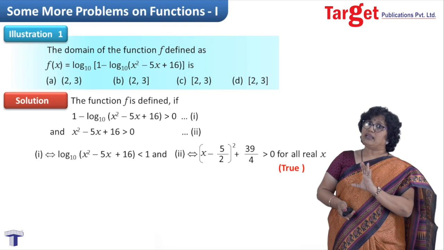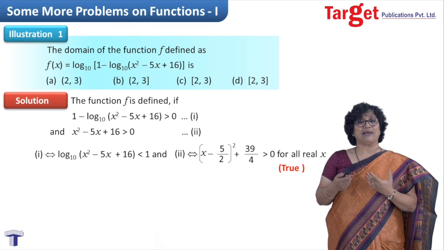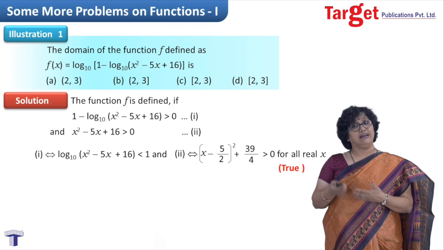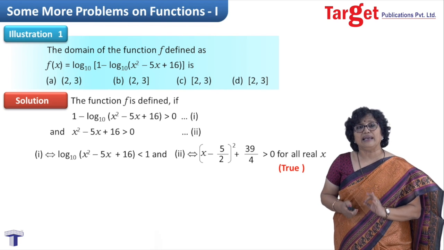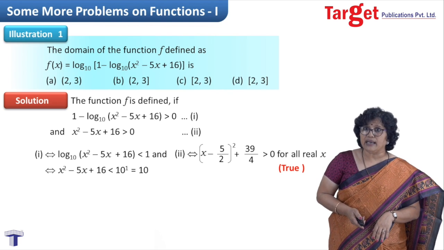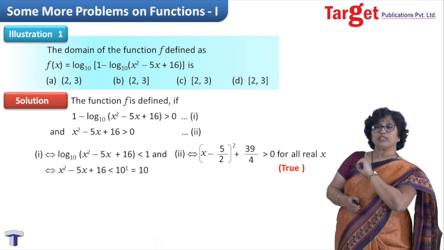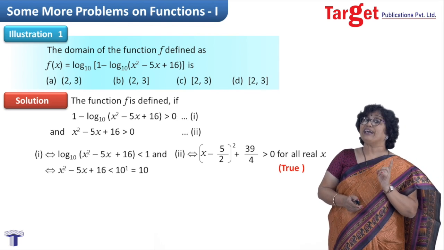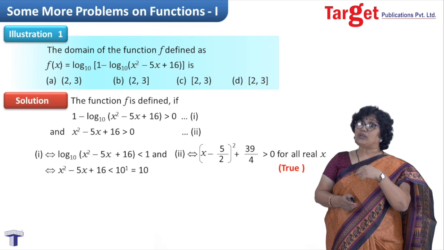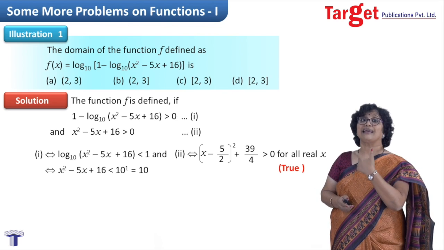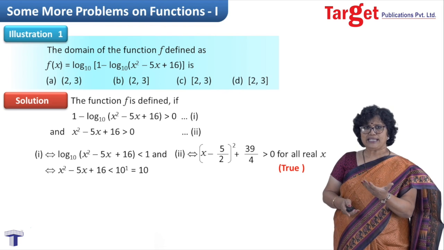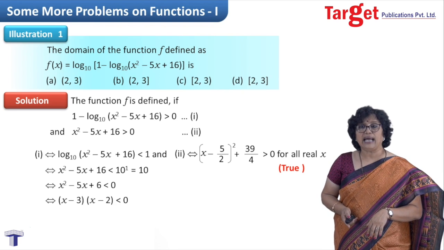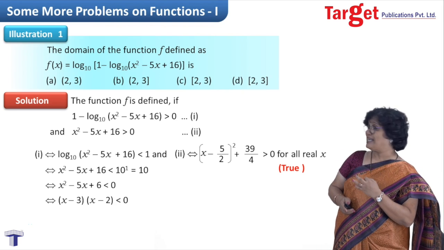The second one actually does not lead to any specific condition on x. So I will be dealing only with the first one. And that leads to x square minus 5x plus 16 less than 10 raised to 1. I am removing log and getting into the exponential form, so I write it as 10 raised to 1, and that 10 raised to 1 means 10. So simplify this further and I get x minus 3 into x minus 2 less than 0.